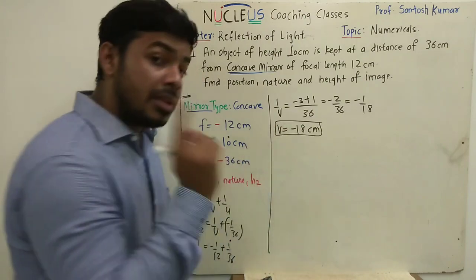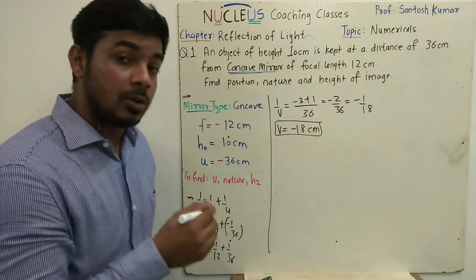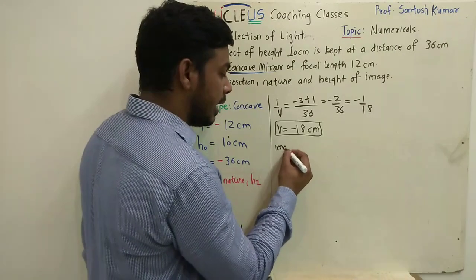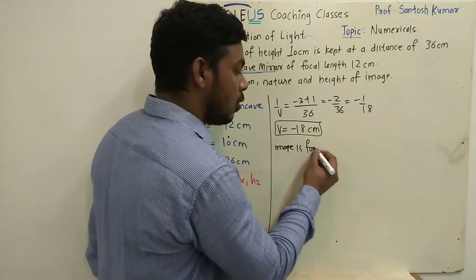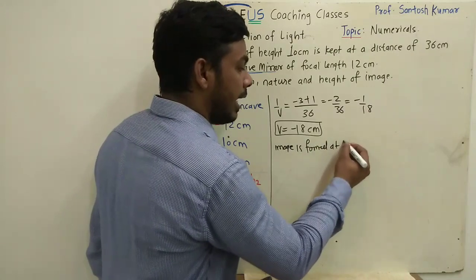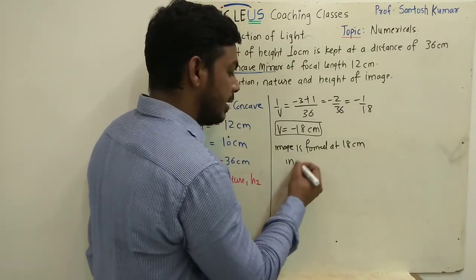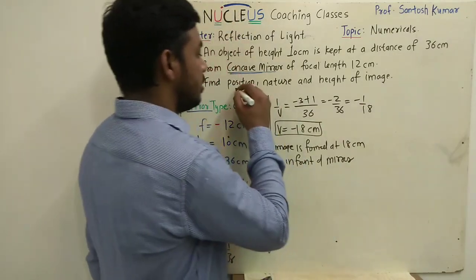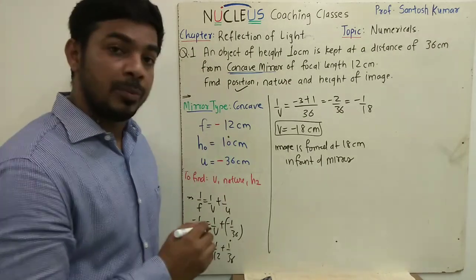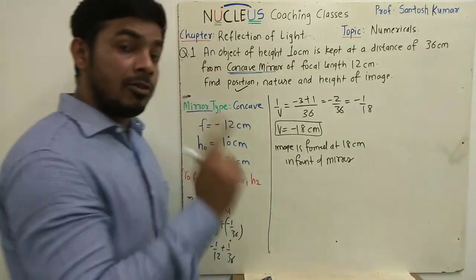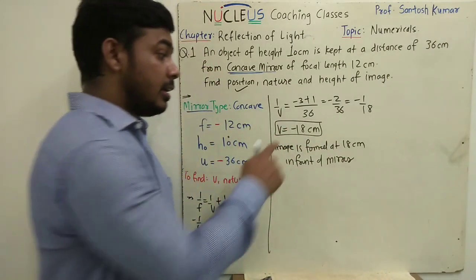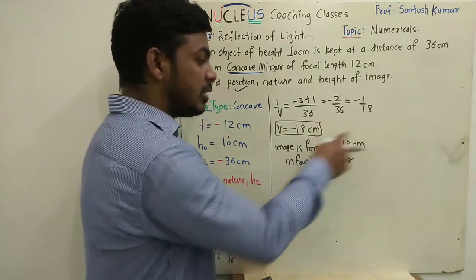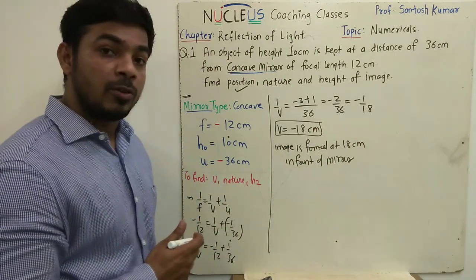So the value of v is negative. Remember, if v is negative, that means image is formed in front of mirror. We can simply say that image is formed at 18 centimeter in front of mirror. So this is the first value we got. We got the position of image and the value is negative. So never write negative in the statement. The negative value is simply replaced by in front. So I have written image is formed at 18 centimeter in front of mirror.